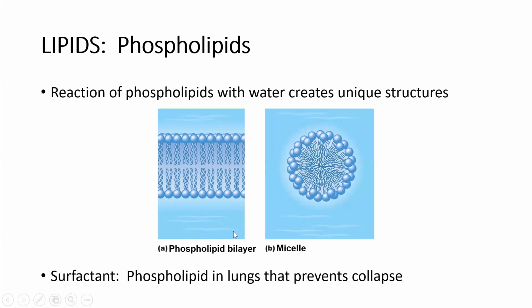This creates this nice structural component that we refer to as the phospholipid bilayer. This is what lines all of our cells and helps to separate those body compartments that we talked about earlier in that first unit. So this is why we have an intracellular environment versus an extracellular environment, because of the separation that's created by these unique amphipathic molecules.